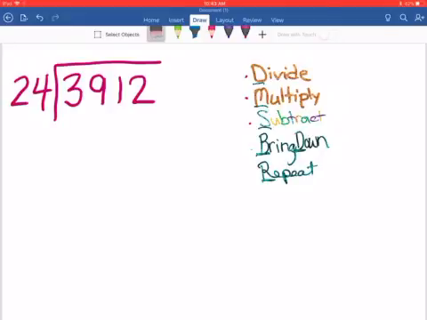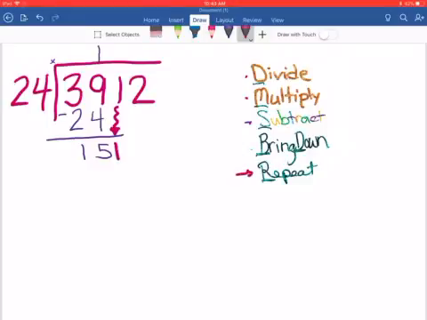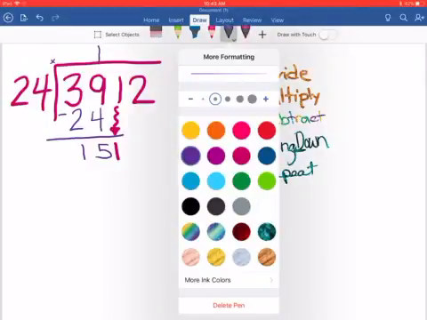One time. Multiply. 1 times 24 gives you 24. Subtract. Gives you 15. Can I divide 15 by 24? Not evenly, I can't. So bring down your 1. And now you're at repeat. 151 divided by 24. I don't know. I'm going to have to do some multiplying.